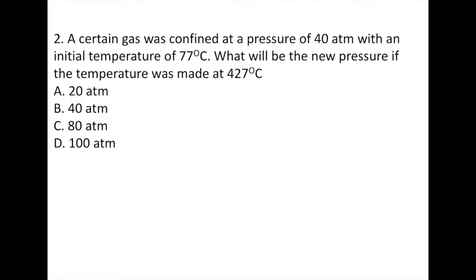Next, problem number 2. A certain gas was confined at a pressure of 40 atm with an initial temperature of 77 degrees Celsius. What will be the new pressure if the temperature was made 427 degrees Celsius? So we have here the given 40 atm, that is the pressure 1. Next, we have 77 degrees Celsius, that is the temperature 1. Next, we have 427 degrees Celsius, that is the temperature 2. And for the pressure 2, that is the unknown.